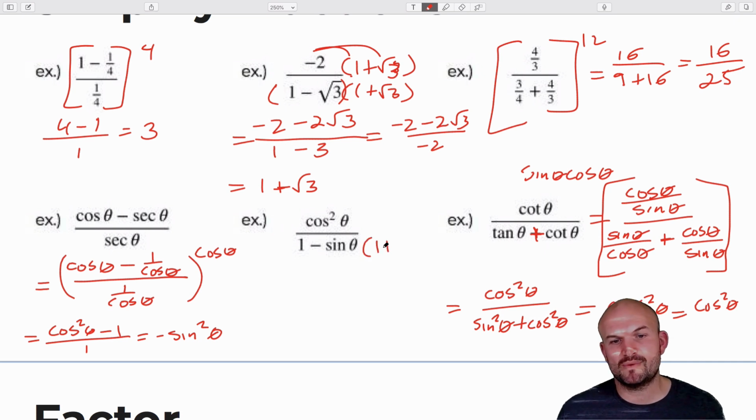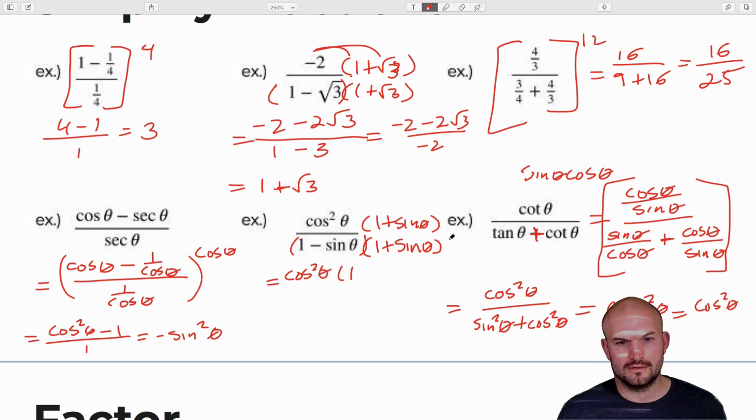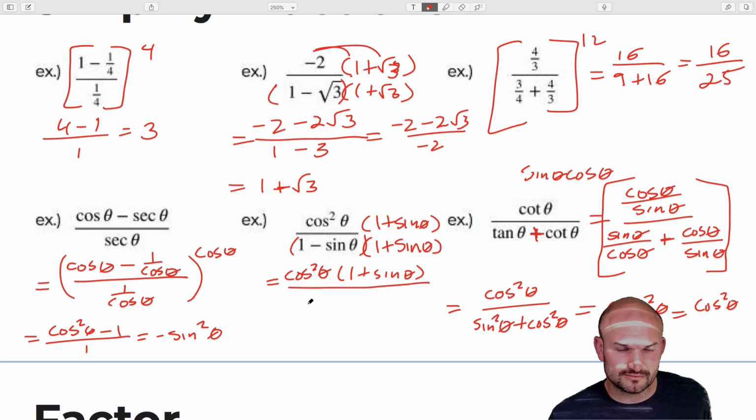So in this case, I'm going to multiply by 1 plus the sine of theta. Again, that is the conjugate of my expression 1 minus sine of theta. So when I do that, I get a cosine squared of theta times a 1 plus a sine of theta, and that goes all over, let's see here, this becomes a 1 minus sine squared of theta.